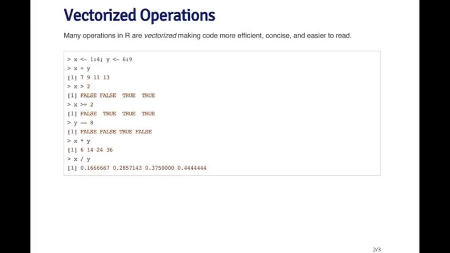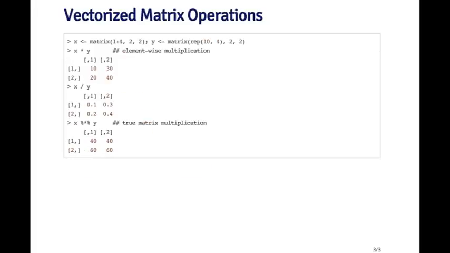The other arithmetic operations, like multiplication by the asterisk and division by the slash, are all vectorized operations. So when you want to multiply, divide, add, or subtract vectors, you can do the natural thing, just add them together or multiply them together, and the operation will be done in parallel. Similarly, you can add, subtract, multiply, and divide matrices together.